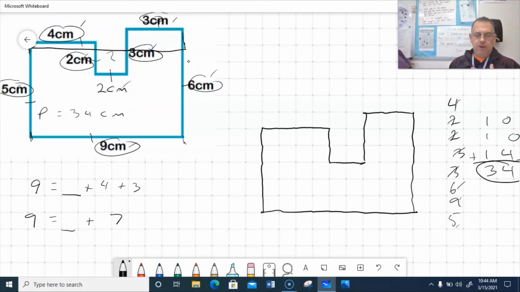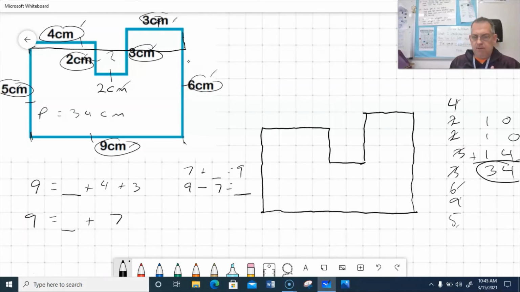And we could count up from 7. It goes 7, 8, 9. We can see that the missing part is going to be 2. Or we could just use the inverse, or another fact family. So we have 7 plus something equals 9. Another fact to that would be 9 minus 7 equals the something right there.